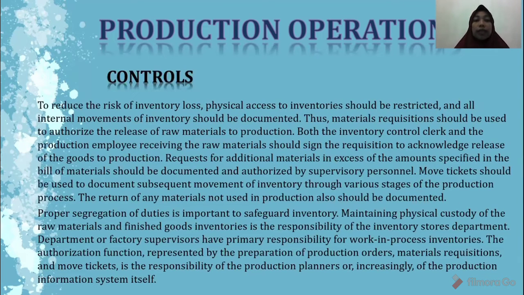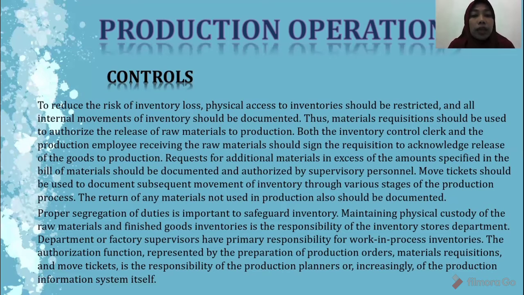To reduce the risk of inventory loss, physical access to inventory should be restricted and all internal movement of inventory should be documented. Thus, a material requisition should be used to authorize the release of raw material to production. Both the inventory control clerk and the production employee receiving the raw materials should sign the requisition to acknowledge release of the goods to production.